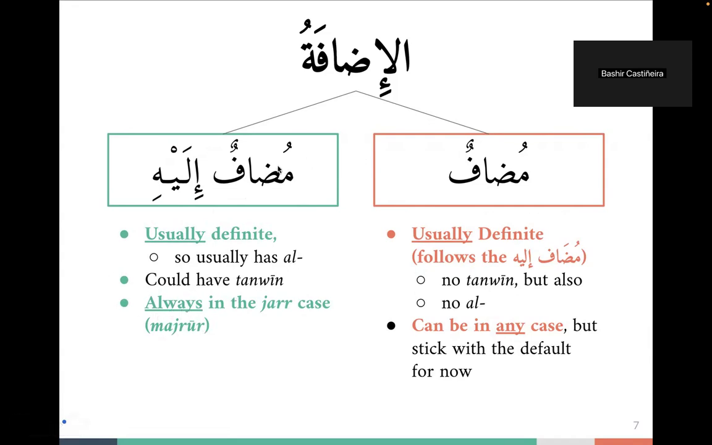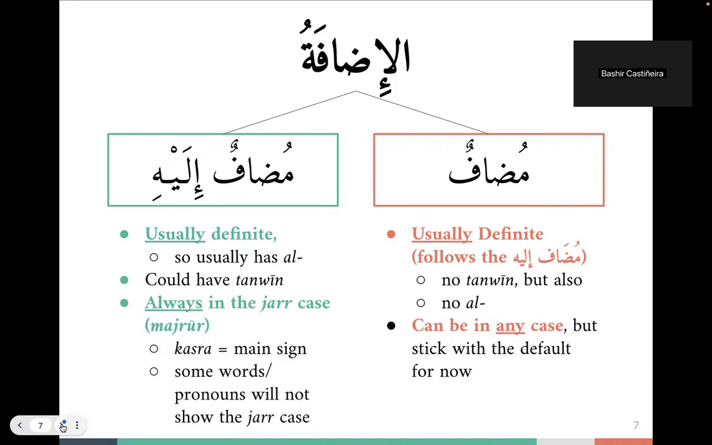So kitabullahi, the book of Allah, Allahi must have a kasra. It is majroor. Qalamu Muhammadin, the pen of Muhammad, Muhammadin has to be majroor. All right? Just remember that kasra is the main sign for jar, but not always. There are exceptions. Some words and pronouns will not show the jar case. There are a few exceptions, and we'll look at this, inshallah.